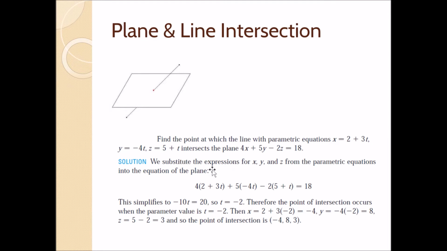So if we substitute the expressions for x, y, and z from the parametric equations into the equation of the plane, we have 4 times (2 plus 3t) plus 5 times (negative 4t) minus 2 times (5 plus t) equals 18. If we simplify, we find that t equals negative 2. And from here we plug t equals negative 2 back into the parametric equations of the line. So we end up getting that the point of intersection is negative 4, 8, 3.